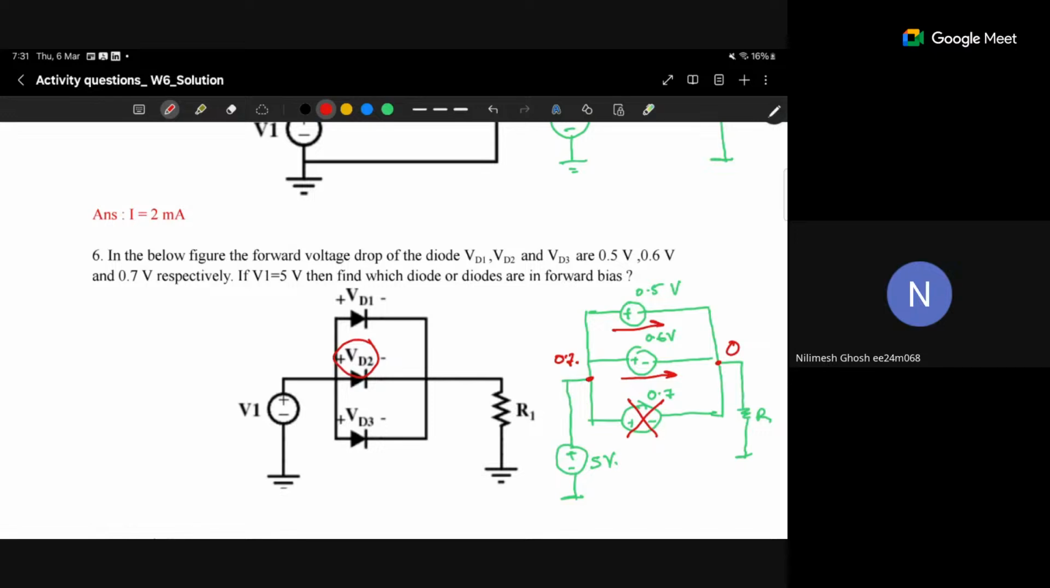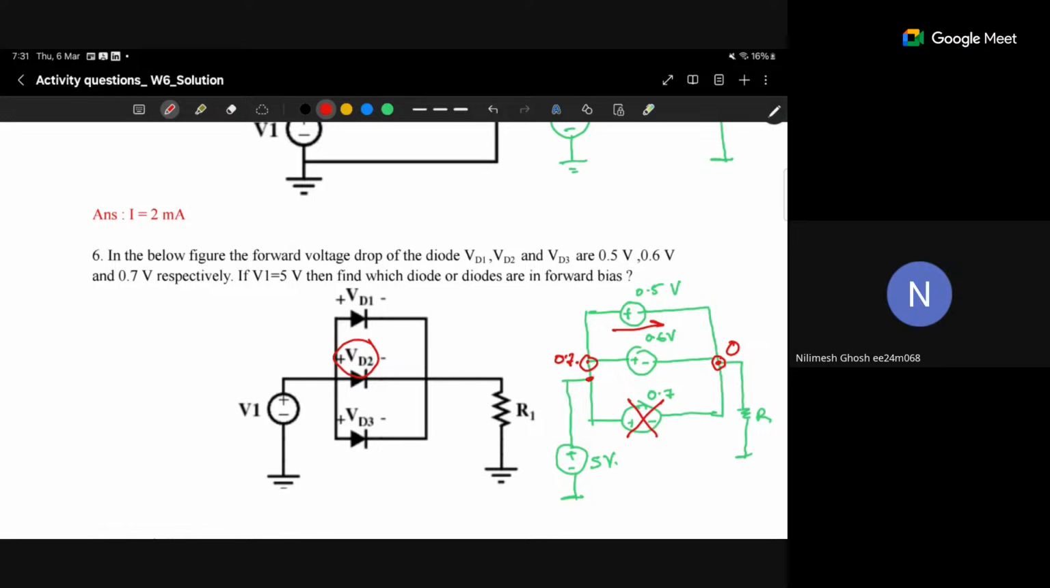Now if D2 gets turned on, the same scenario happens again. D2 is saying that the voltage drop between this node and this node is 0.6 volt, and D1 is saying that the voltage difference is 0.5 volt. This can't happen either. Okay, now this assumption is also wrong. It can't be possible. Now the only thing left is 0.5 volt.